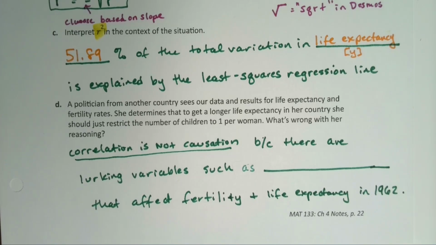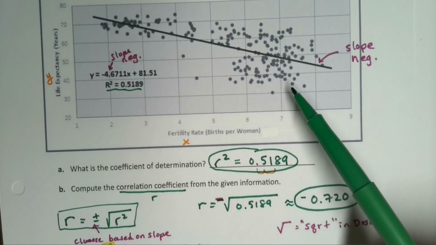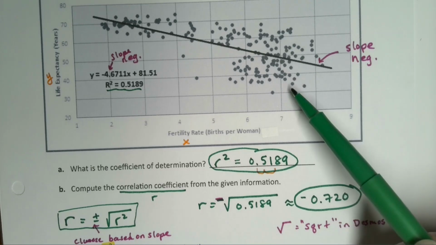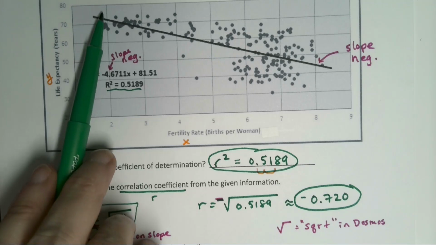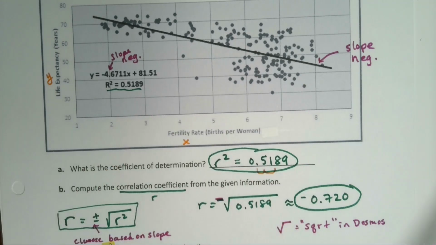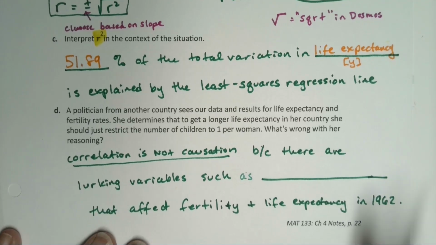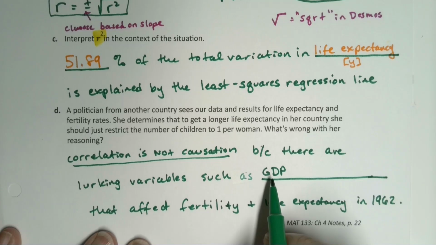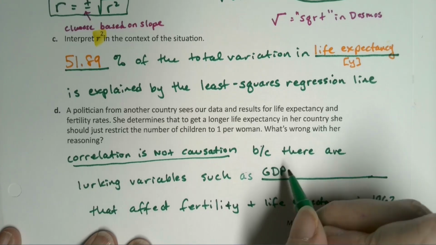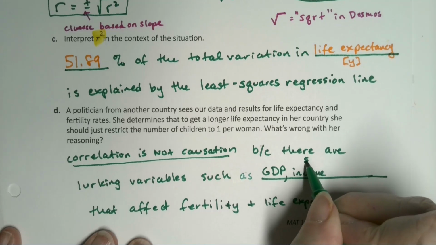Okay, so what are some possible things that are going on? These are countries, right? So why would a country have higher fertility and lower life expectancy? Why would a country have lower fertility and higher life expectancy? What's going on? And one of the obvious things would be income, right? So you're seeing GDP, right? Gross domestic product, how much the country makes, right? The income of the country, in other words, money.